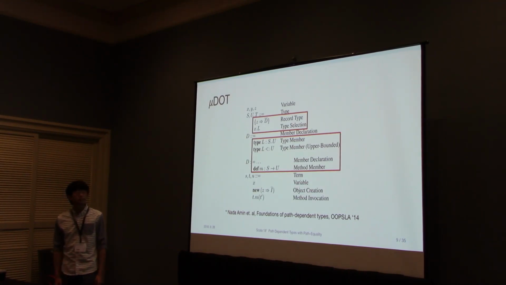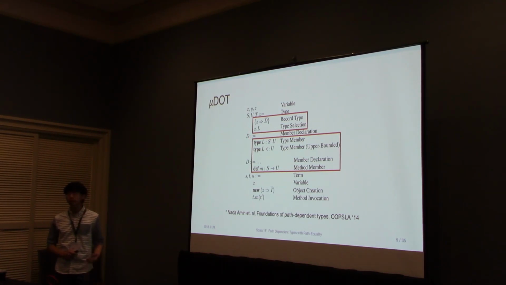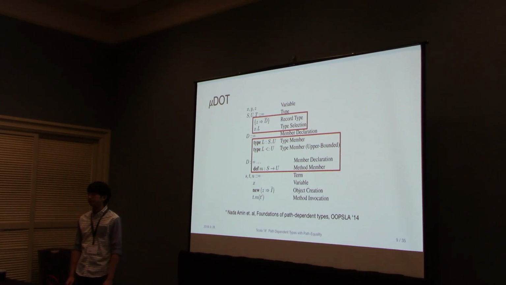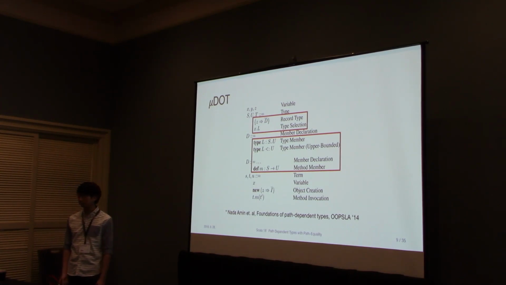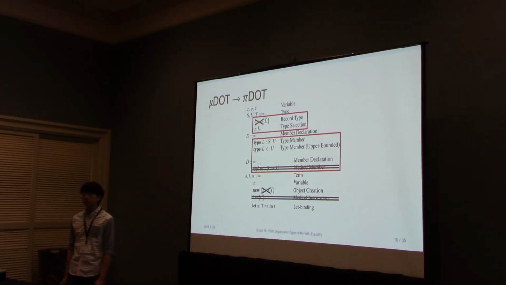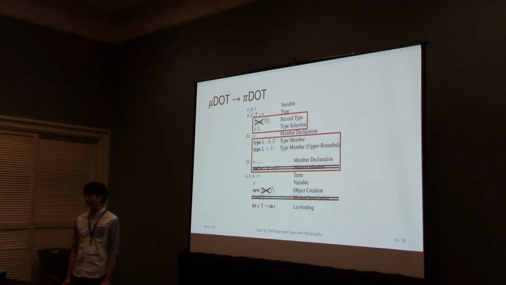This is the syntax of mu DOT. Here, a type can be a record type or a type selection on a variable. A record can contain type members and methods, but not fields. So first, to simplify the type system, we just remove methods from records. However, we still need a way to bind a variable. We simply add a let binding to the language.